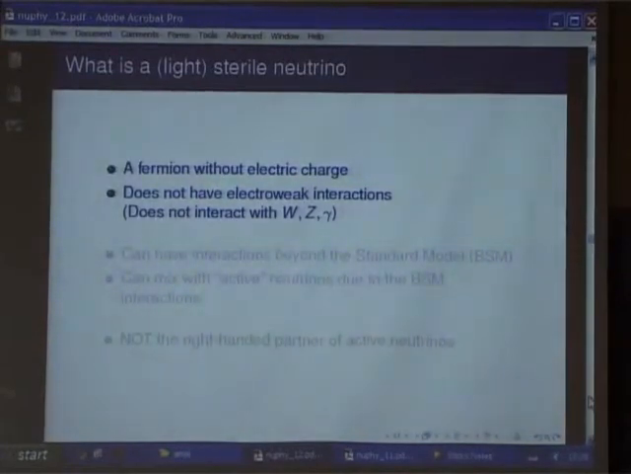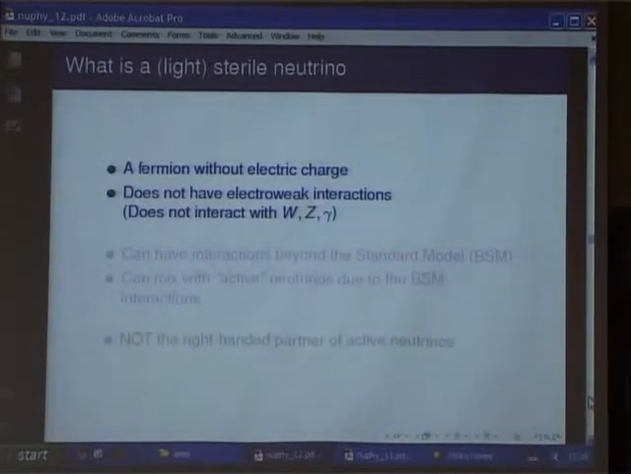You may even wonder why to call it neutrino. Usually you have electron neutrino, muon neutrino. There's no reason. It's a good name for a fermion which is chargeless. That's why it's called neutrino. That's it. There's no other reason.